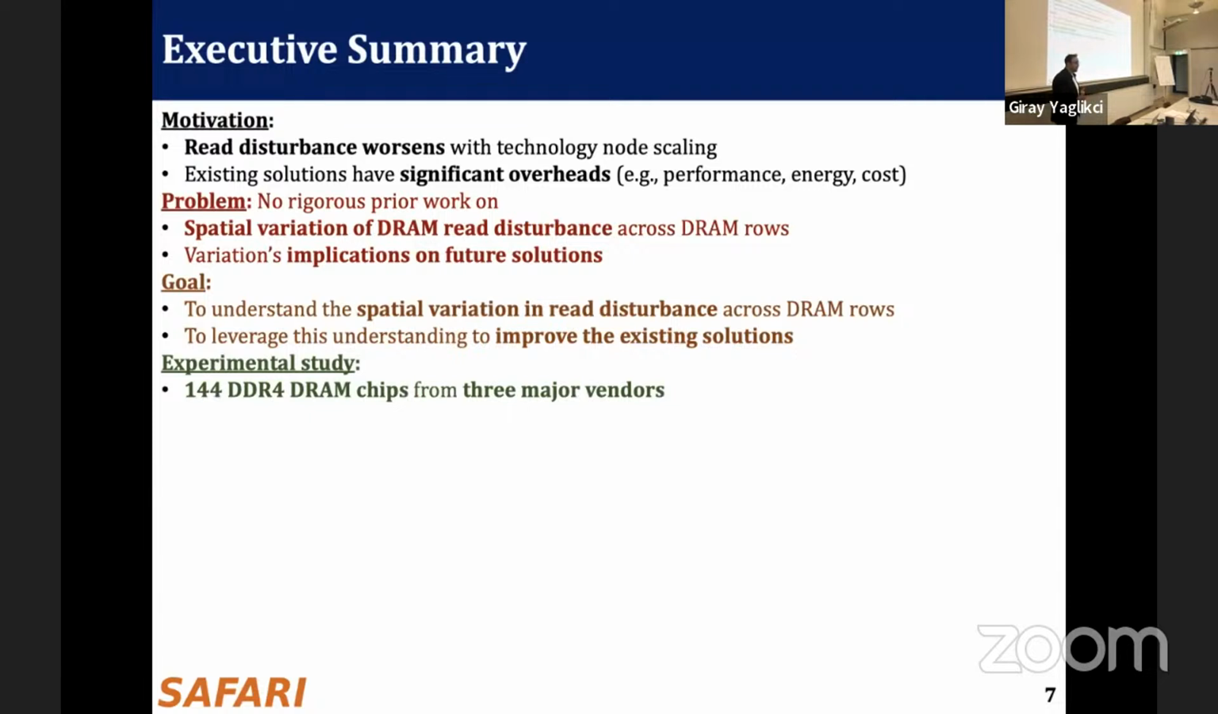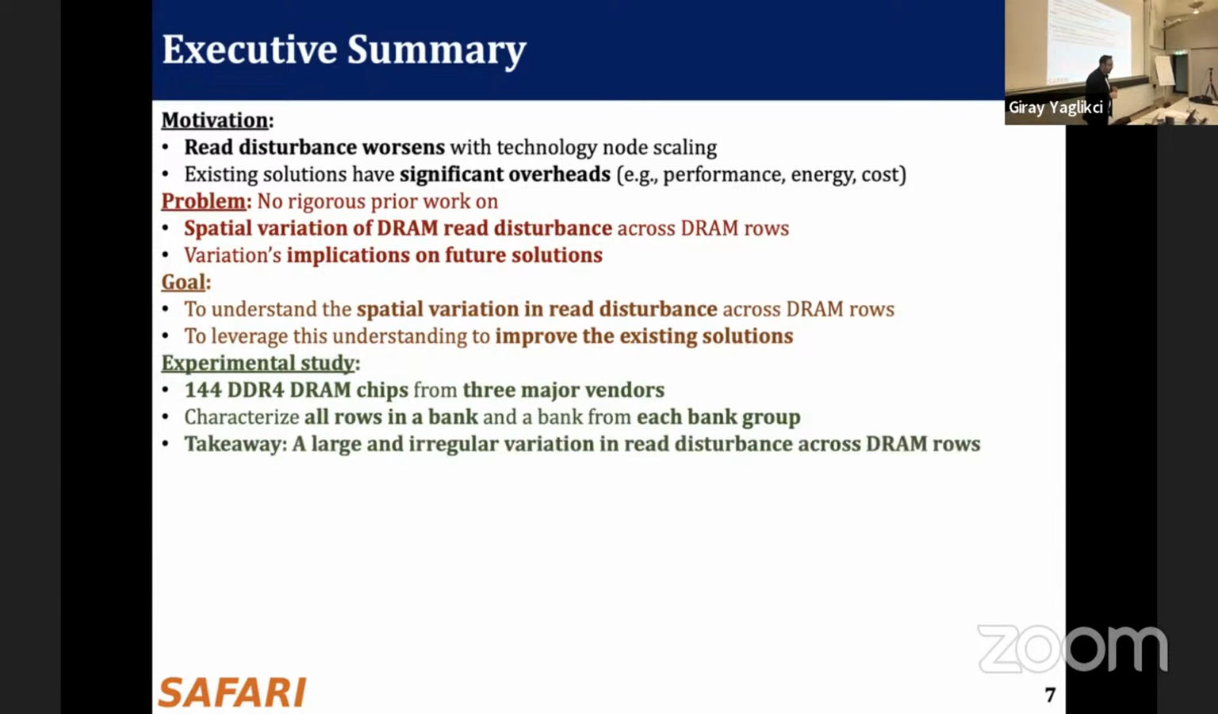In this work, we test 144 DDR4 DRAM chips from 3 major manufacturers, and we characterize all the rows in a bank, and we also characterize multiple banks inside the DRAM chip. We find that there is a large variation in the RowHammer read disturbance vulnerability of DRAM rows, within a bank and across banks. And this variation does not follow a very regular pattern.